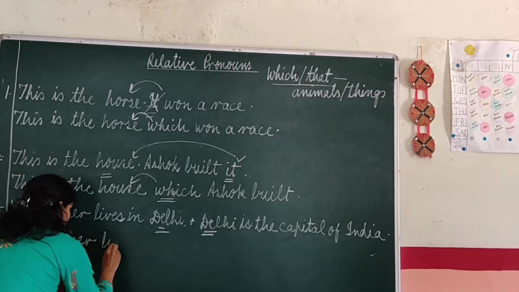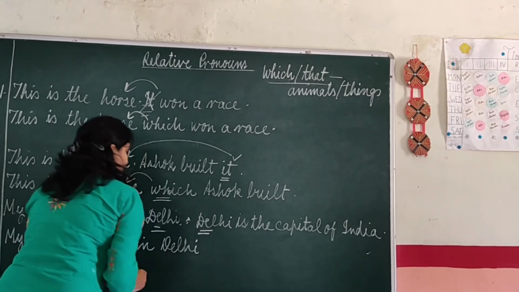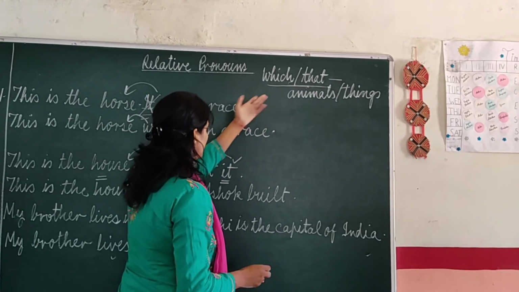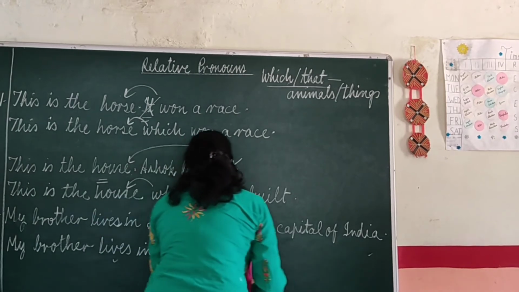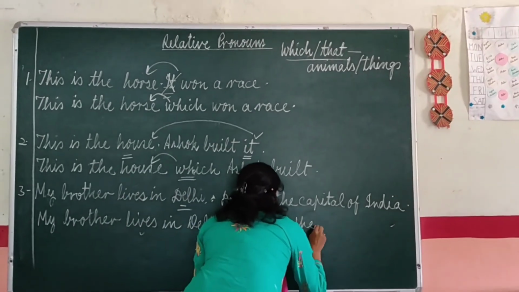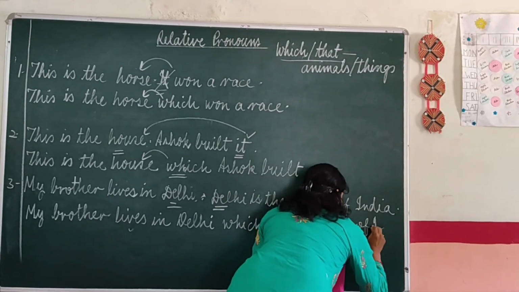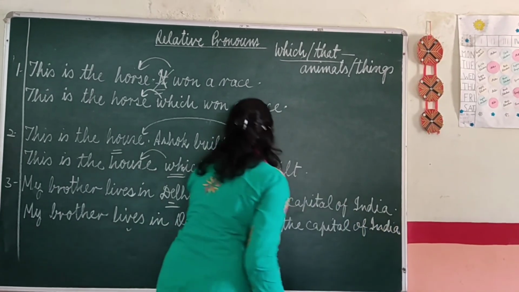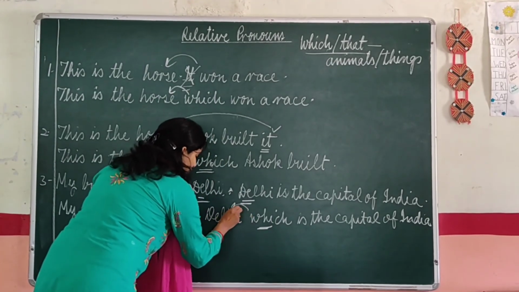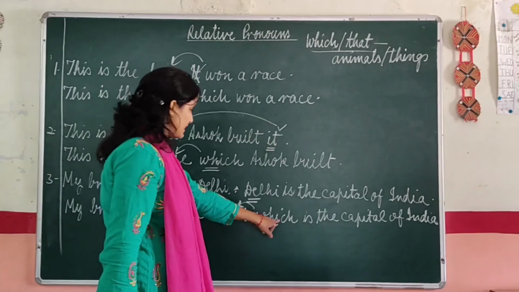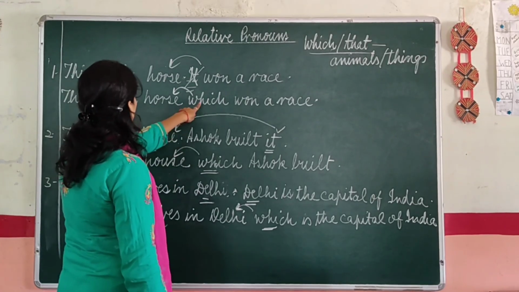My brother lives in Delhi. Which or that, what will you write? You can choose. Write which. My brother lives in Delhi, which is the capital of India. And you can see this is written just after that word for which it is used. It means it refers back. Okay, here also it refers back. Here also it refers back.